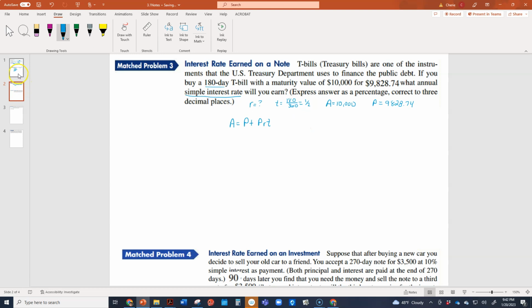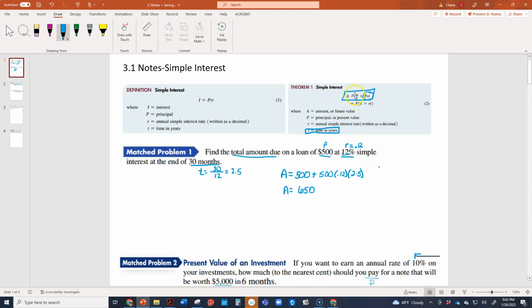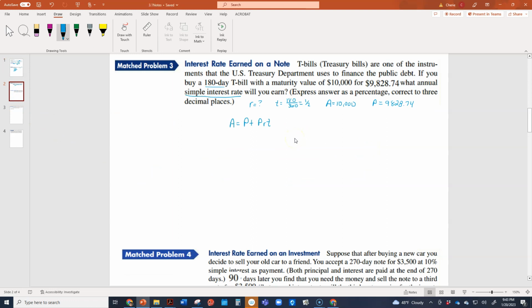Okay, it's the first problem, the principal plus the interest. Without that P factored out, it just is simpler. Like I said, it's algebraically easier to get to R because R is going to be my missing value. So my amount is $10,000. My principal is $9,828.74 times the 1/2. So P, my R, I don't know it, so that's why I'm sticking it in. So this is P times T times R.